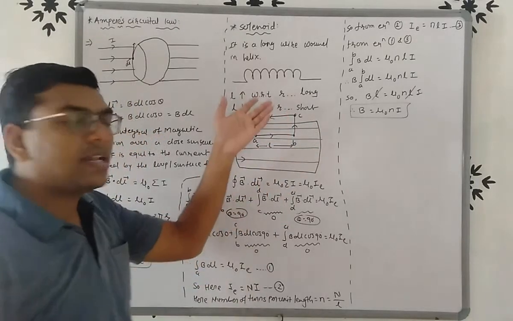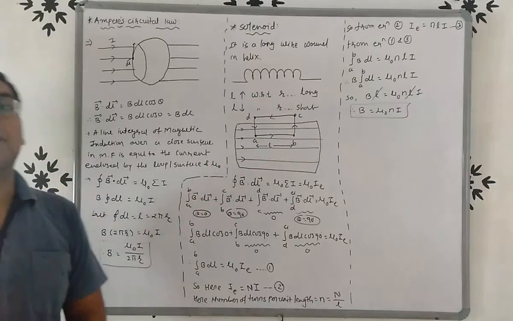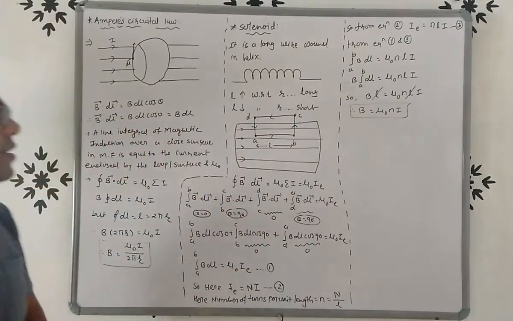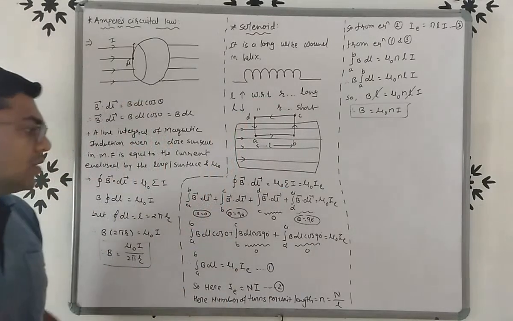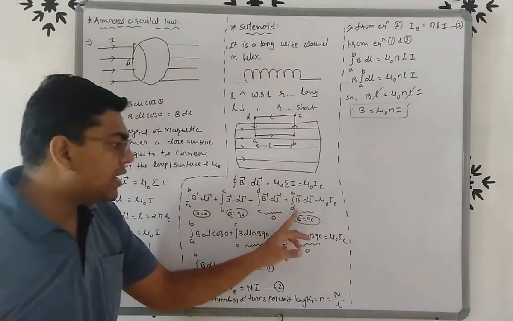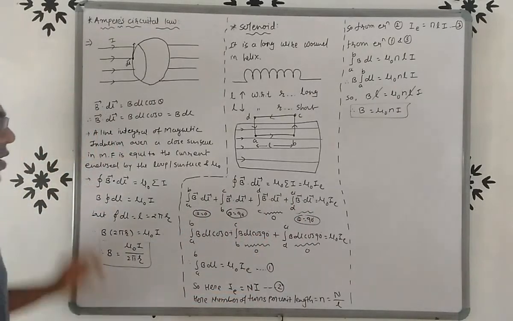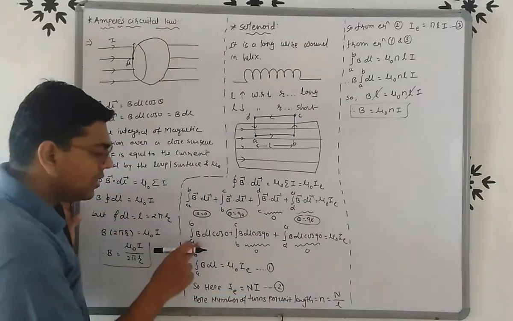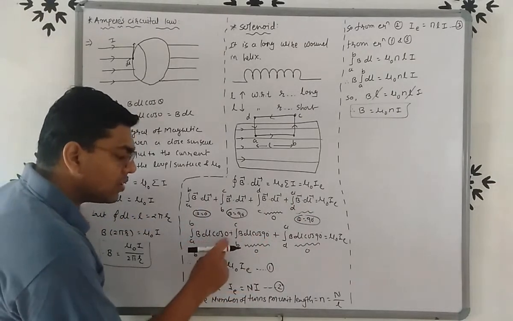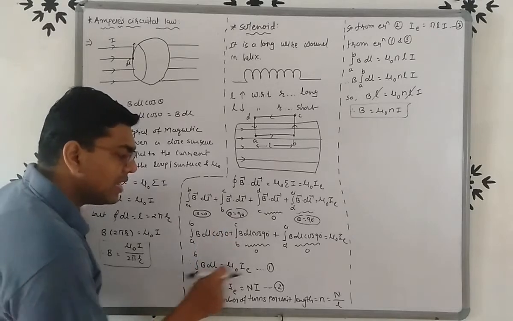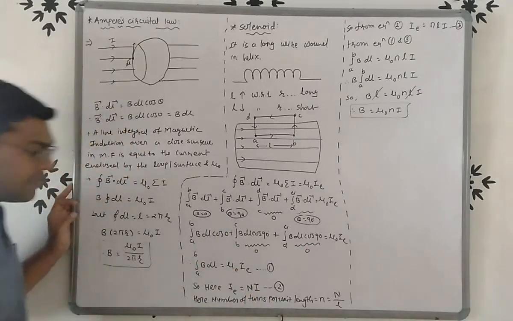CD is outside the solenoid, so the magnetic field will be 0. For D to A, once again the angle theta is 90. We know that cos 90 is 0, so for B to C and D to A there will be no field. So the field is only for A to B. So integration A to B B dl cos 0, that is 1, so integration A to B B dl is equal to mu 0 IE.